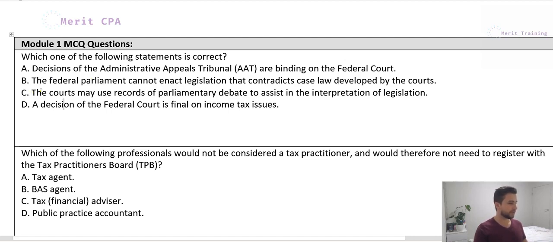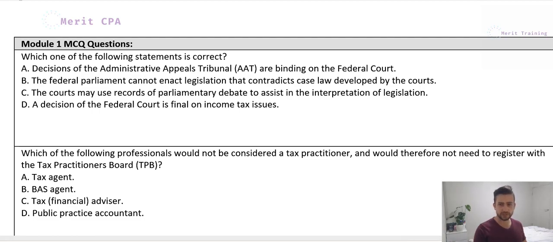The next one is C, the courts may use records of parliamentary debate to assist in the interpretation of legislation. If you're not sure that this is the right answer, we can also use the approach of deduction and figure out which ones are the wrong answers. So if D is wrong, then the answer is C, and if C is wrong, then the answer is D. But I know that the answer is C because I know this is correct: the courts may use records of parliamentary debate to assist in the interpretation of legislation.